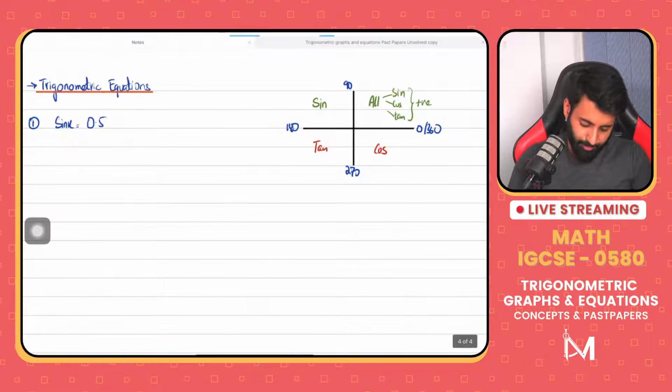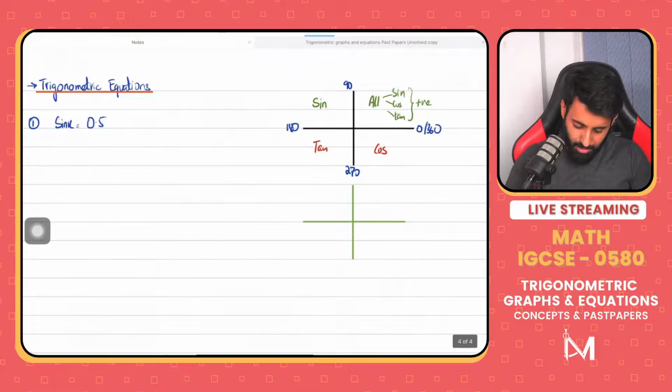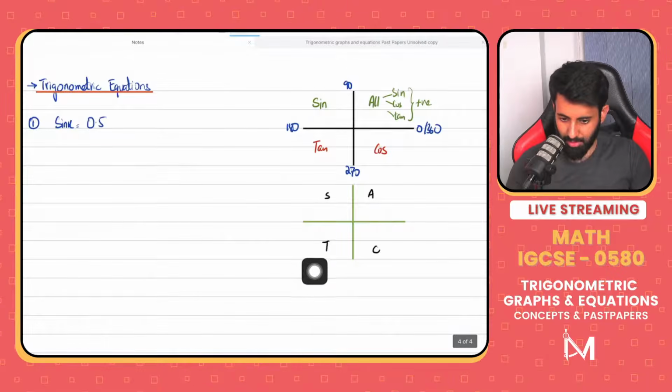Now, a simple way to remember this is, there are two ways actually. One is add sugar to coffee, and the other is all science teachers are crazy.